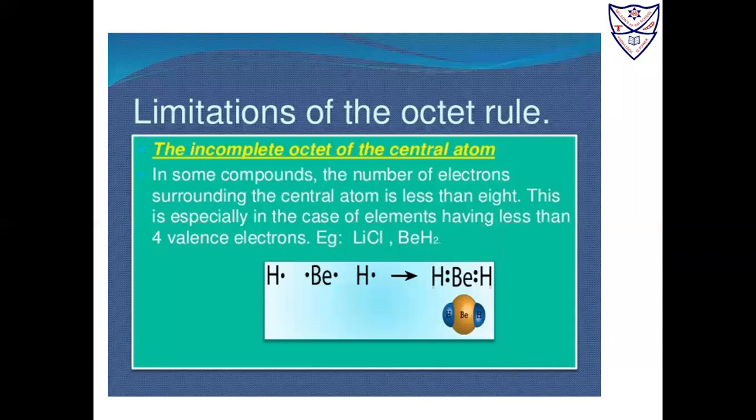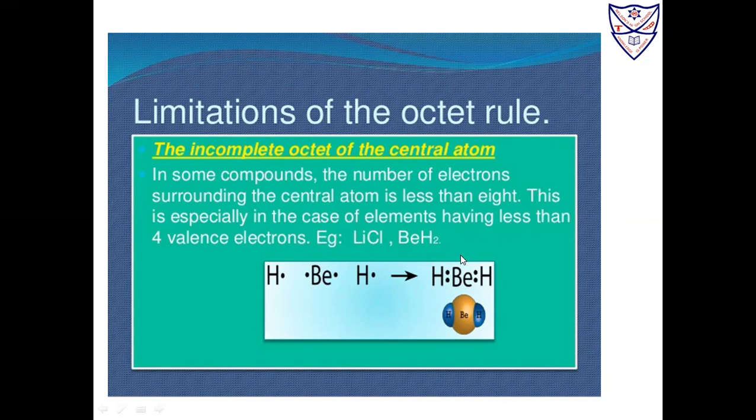Now, what is the limitation of the octet rule? The first is the incomplete octet of the central atom. Take BeH2. What is the central atom? Beryllium is the central atom, right? This is especially the case for elements having fewer than 4 valence electrons. Here you have an atom with fewer than 4 electrons, that is, the outermost orbit has 2 electrons. So this is the incomplete octet, because in this beryllium only 4 electrons are fulfilled. The outermost orbit is not 8.